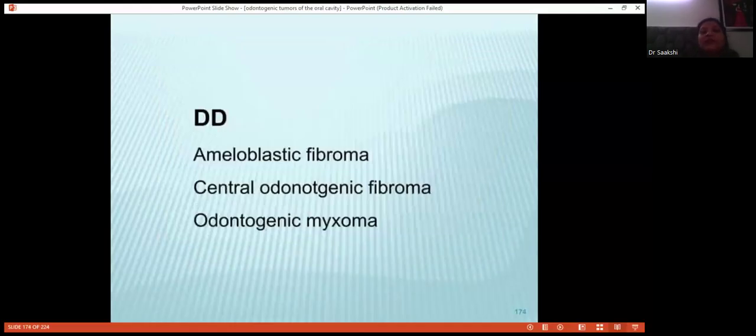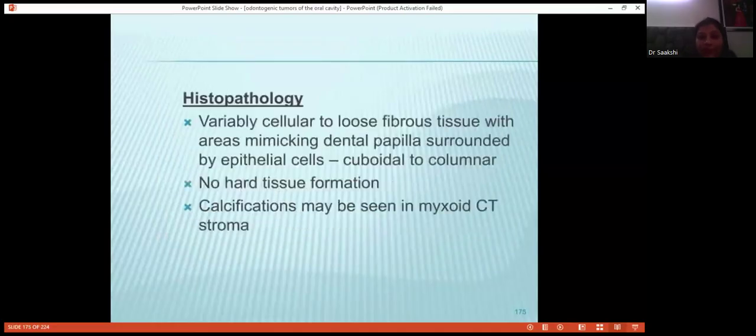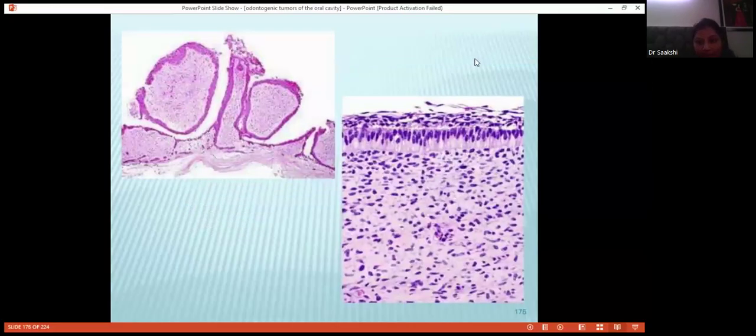Differential diagnosis includes ameloblastic fibroma, central odontogenic fibroma, and odontogenic myxoma. Histopathologically, it shows variably cellular to loose fibrous tissue with areas of mixed dental papilla surrounded by epithelial cells, either cuboidal or columnar. No hard tissue formation is seen, and calcification may be seen in the myxoid connective tissue stroma. As you can see, here you have columnar cells and this is your connective tissue.